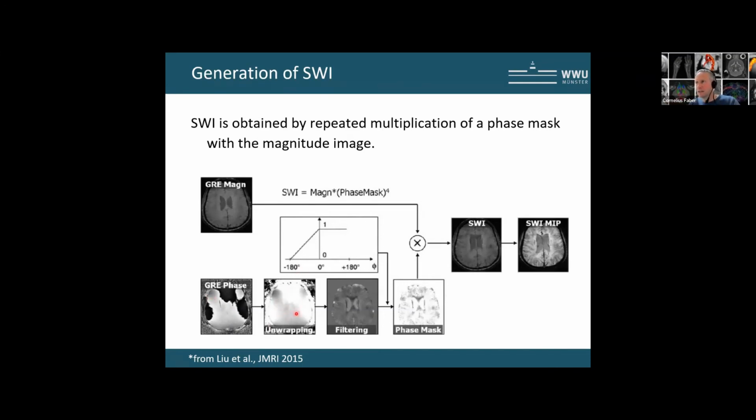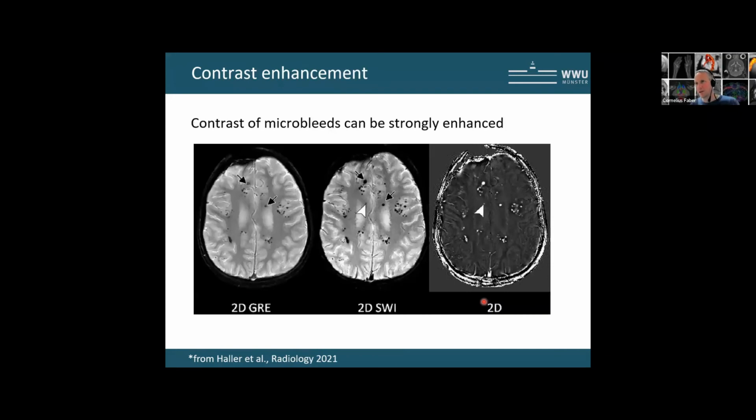Basically, you filter out these large phase variations and you only have the small phase variation. If you do that, you suddenly start to see phase differences similar to the magnitude image, but they are a little different. And from that, you can calculate a phase mask. If we use this phase signal and multiply it on the normal magnitude image, usually four times, we suddenly get a new image, and then we can look at it in a maximum or minimum intensity projection. So how does that look?